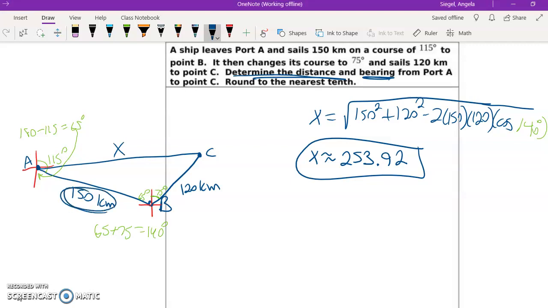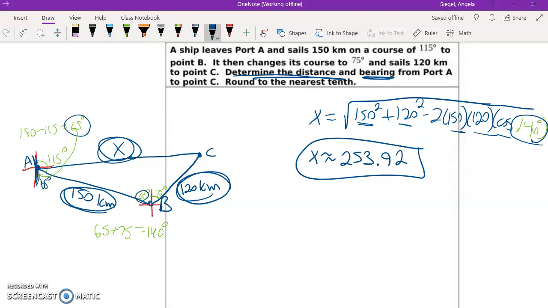So we have the two sides and we're looking for that third side. So that's really normal. The way I got this is I took, this is a straight line obviously. So I took 180 minus 115, I got 65. So if this is 65, this is 65. So I added them together to get that 140.